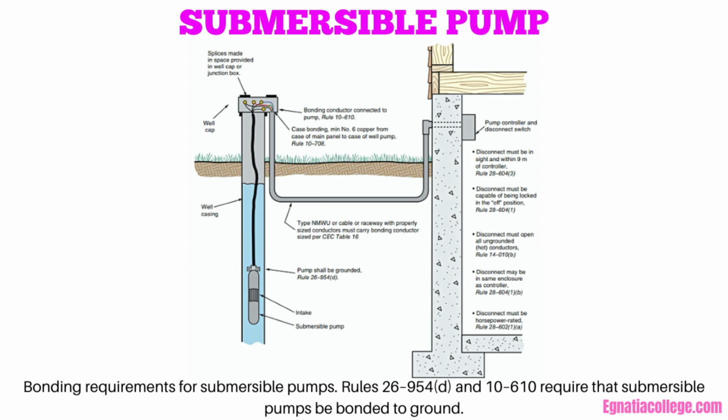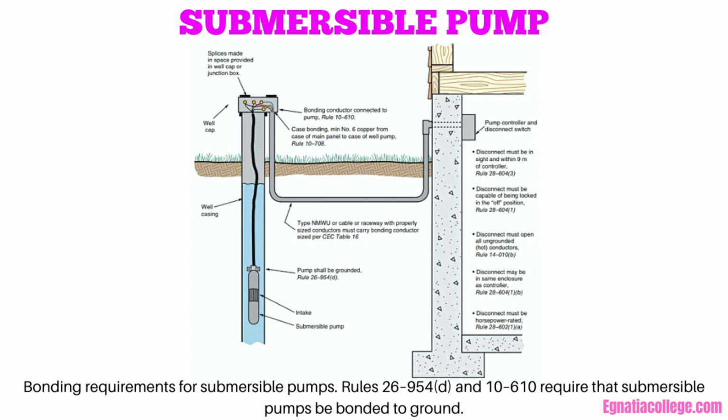This figure illustrates how to provide proper bonding of a submersible water pump and the well casing. Proper grounding of the well casing and the bonding of the submersible pump motor will minimize or eliminate stray voltage problems that could occur if the pump is not bonded to ground. Key Canadian Electrical Code (CEC) rules that relate to bonding water pumping equipment are 26-954D. Pumps shall be bonded to ground according to Section 10.